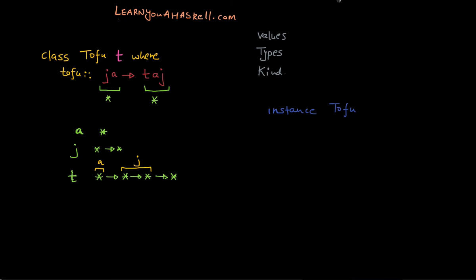That's what I'm planning to do in my next video, where we're going to create some other type that has the same kind as t, and then use that type to make it an instance of my type class Tofu.